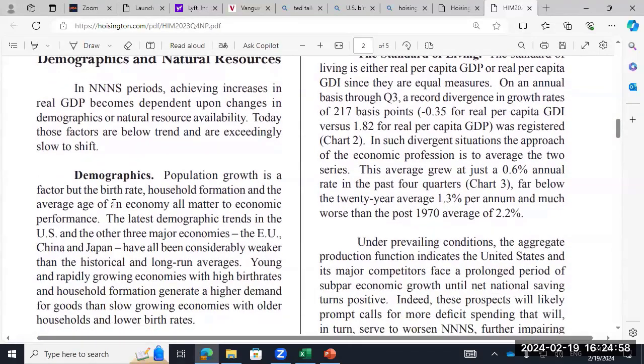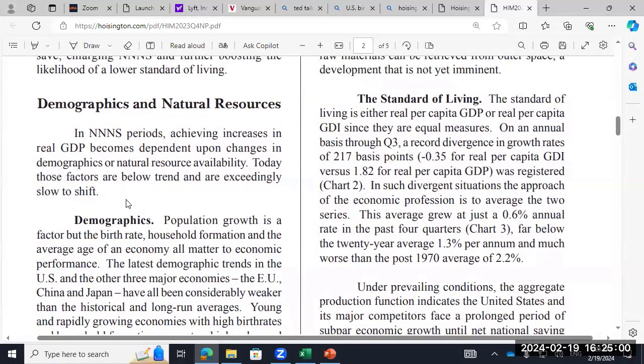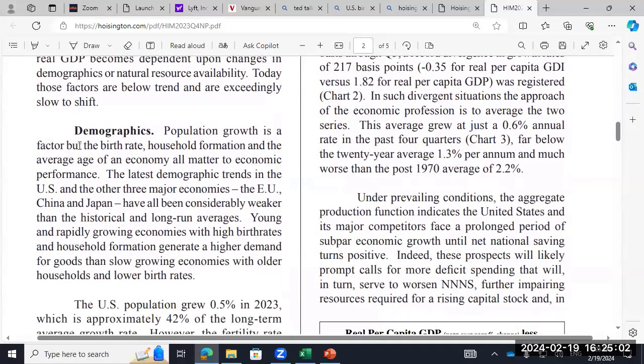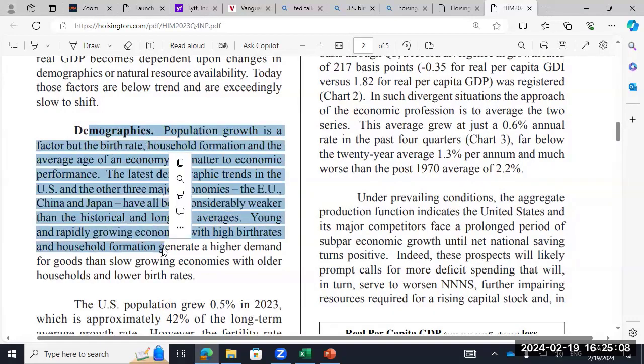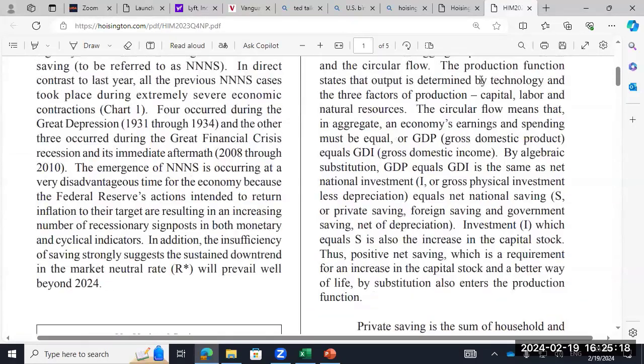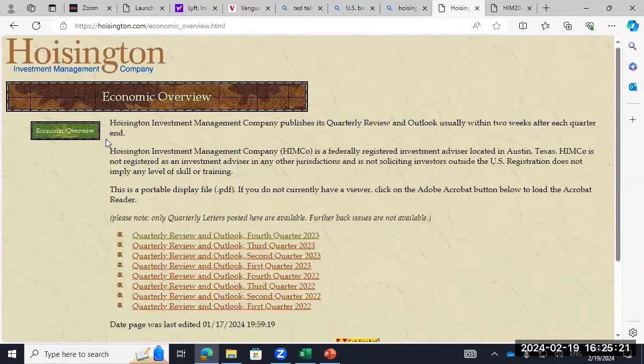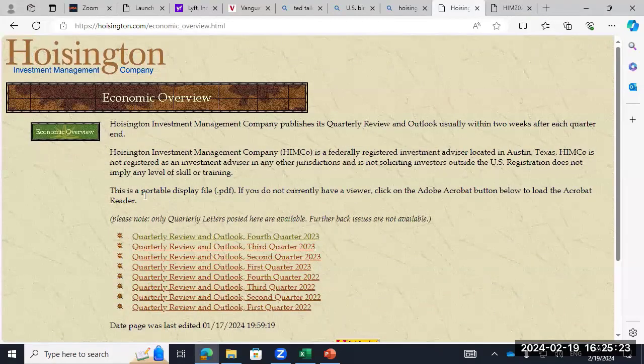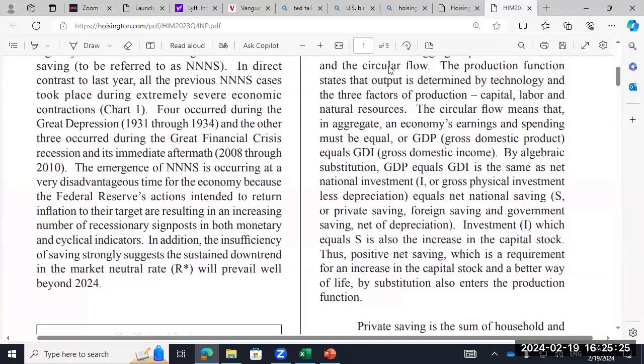He's pretty negative right there. He's talking about demographics. Population growth is a factor, but the birth rate, household formation, and age of coming all matter to economic performance. I didn't know he's talking about that. Smart guy. He's very unusual. Hoisington, I've met both him and Mr. Hoisington. Hoisington himself really credits the firm with Lacey Hunt, who writes these things.